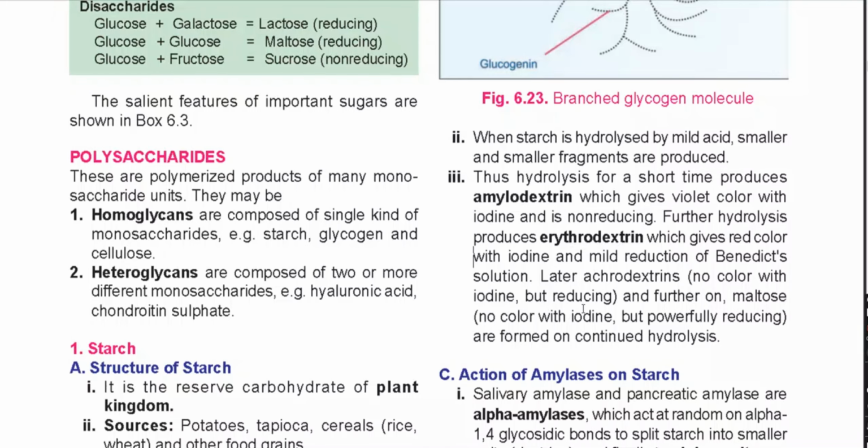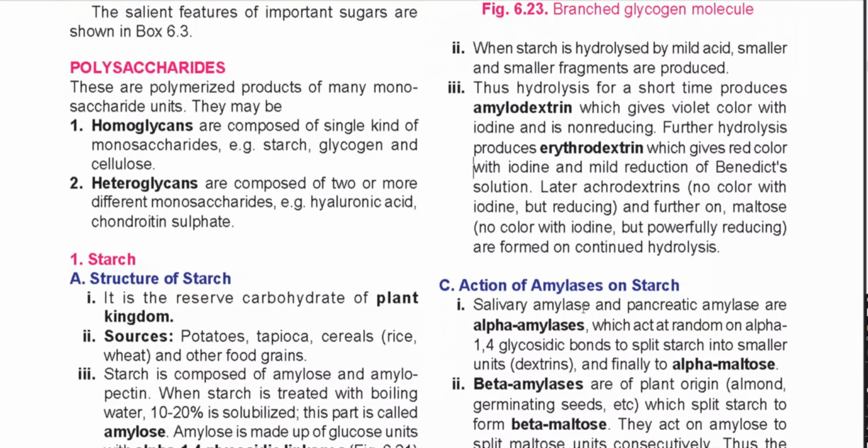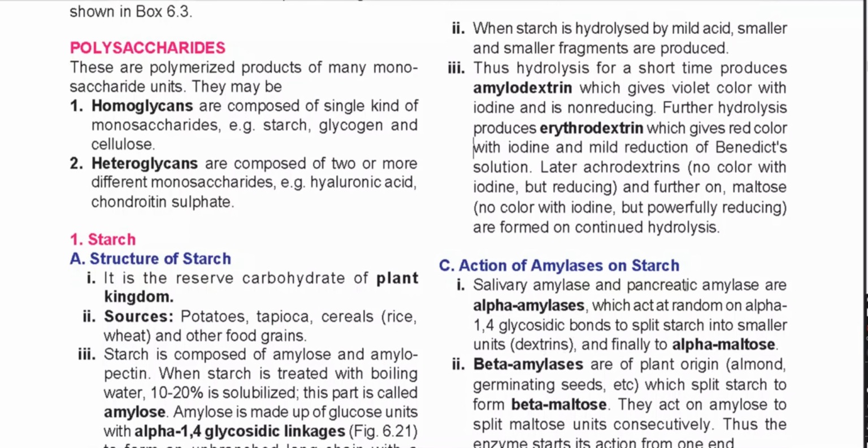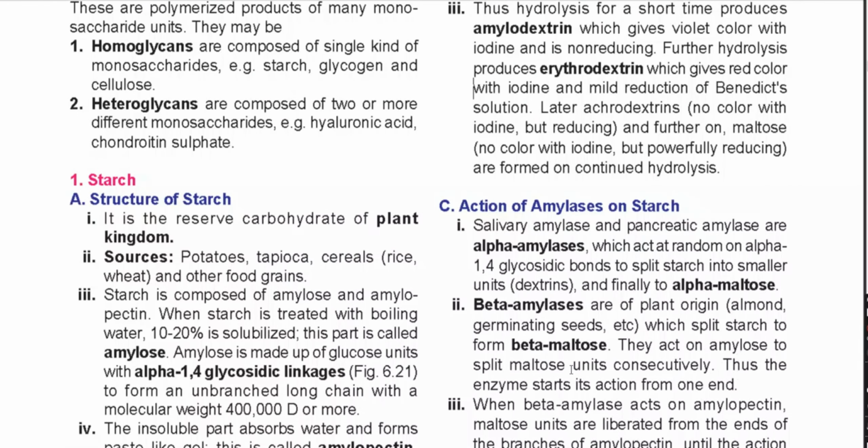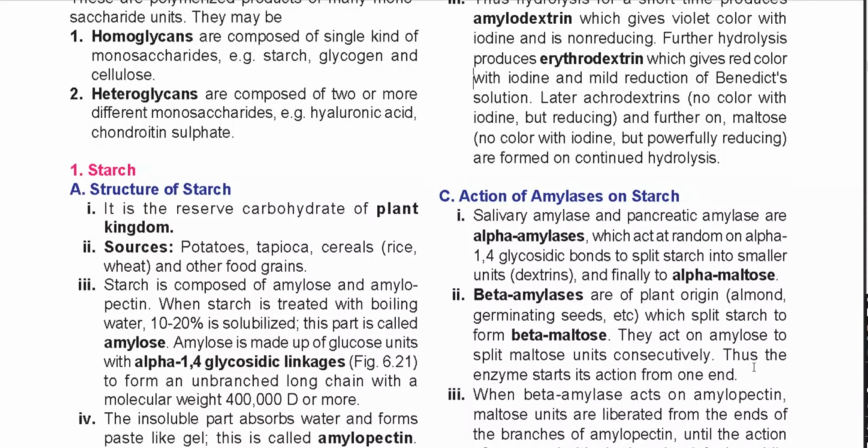Now the action of amylase on starch. Physiologically, salivary amylase and pancreatic amylase are alpha amylases, which act at random on the alpha 1,4 glycosidic bonds to split starch into smaller units called dextrin, and finally maltose. Beta amylases are of plant origin, like almonds and germinating seeds, and split starch to form beta maltose. They act on amylose to split off maltose units consecutively, so the enzyme starts its action from one end.